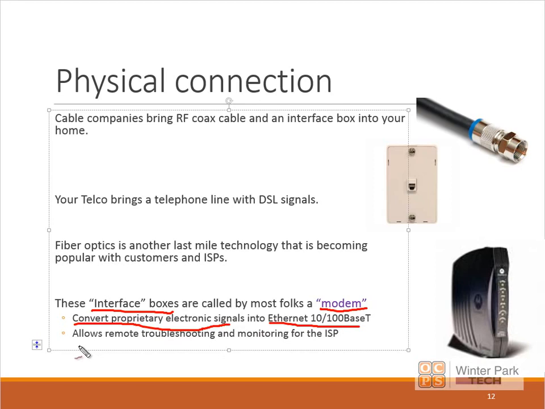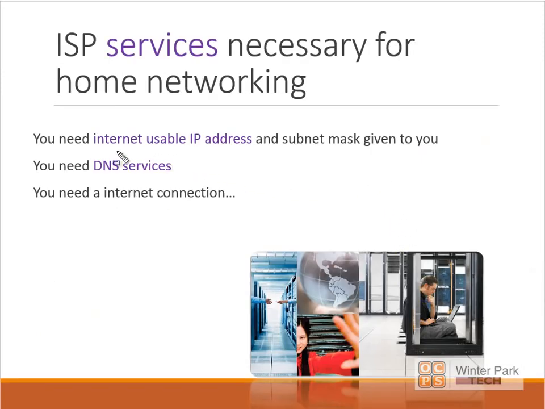Another important piece of this interface box is it allows the ISP to remotely troubleshoot and determine, are there problems on their signal? Is there a problem within their system? Is it possibly your computers and your home equipment? They can also monitor what they're providing to you. So this becomes a huge piece for the ISP, allowing them to get a sense of what they're delivering to your home. So the ISP services that are so critical are an internet usable IP address, DNS services, and an internet connection or the last mile physical connection.